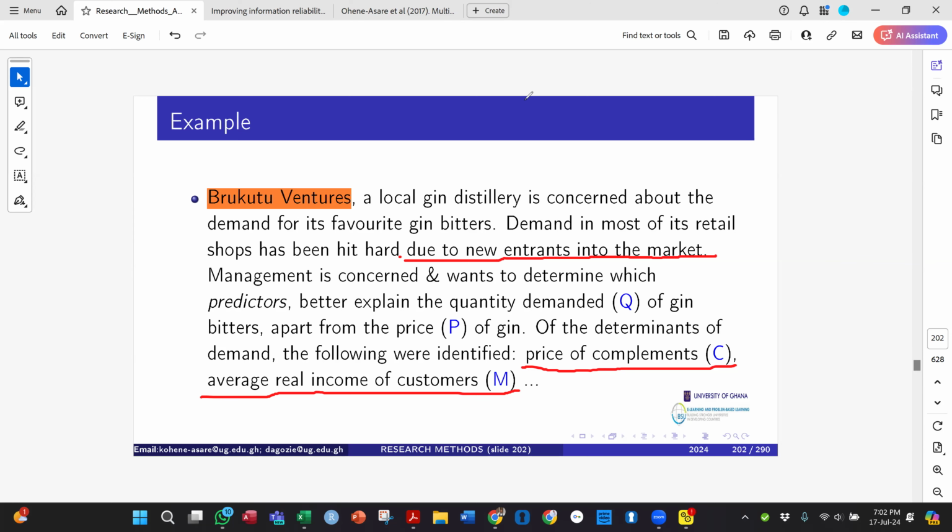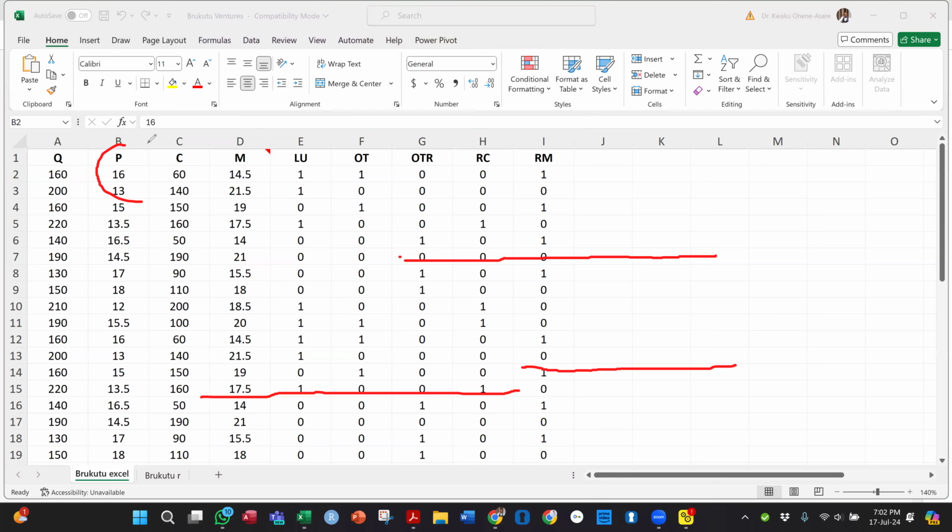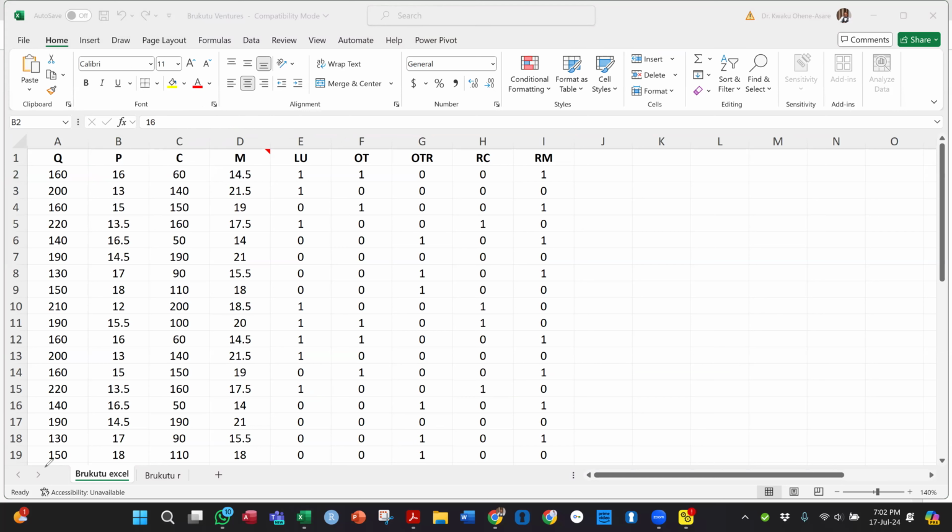Now, let's go to the Excel to look at the C and then the M. So you see that price is here, C is there, and then M, which is the average income of the people, is there. What do you notice about these variables? They are numerical. They are not 0, 1, 0, 1, 0, 1. If they are 0, 1, we call them what? Dummy. Now let's continue the reading.